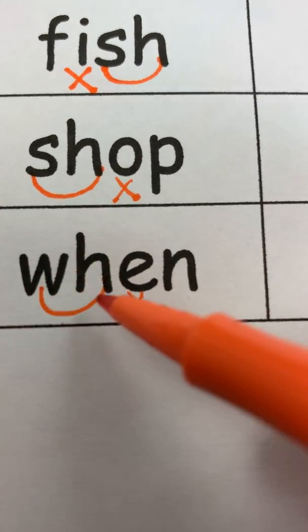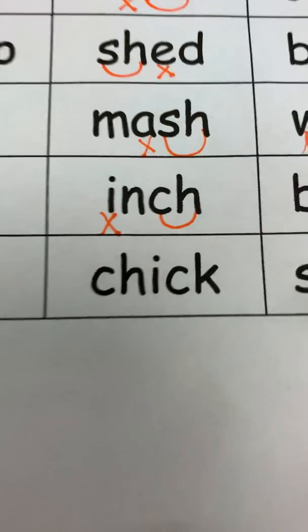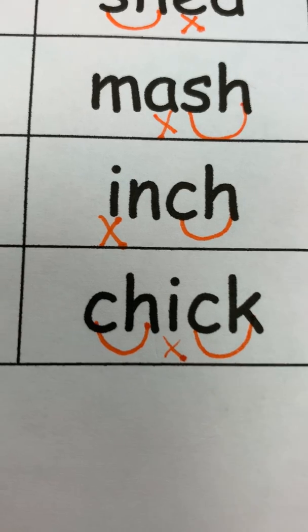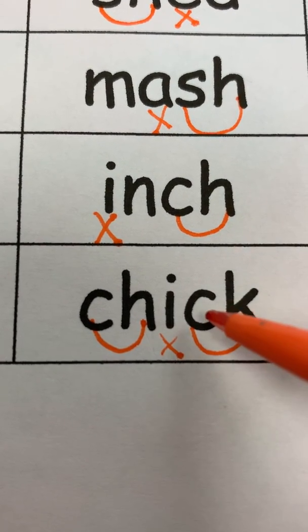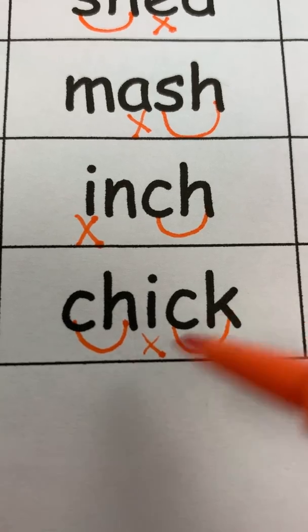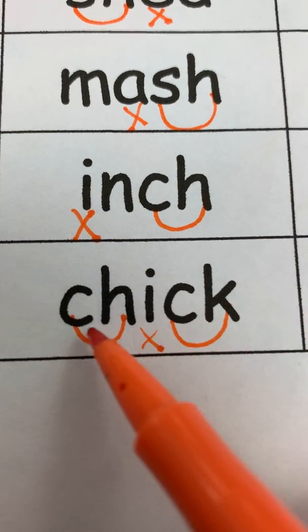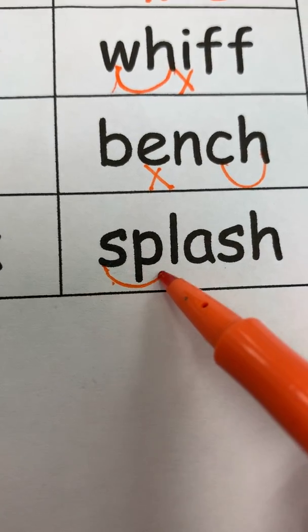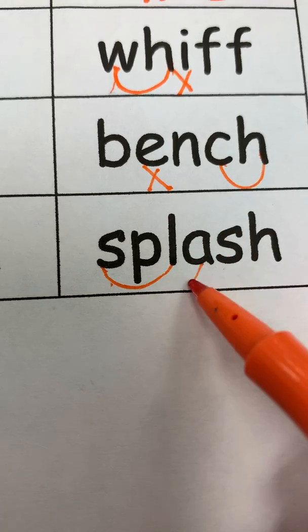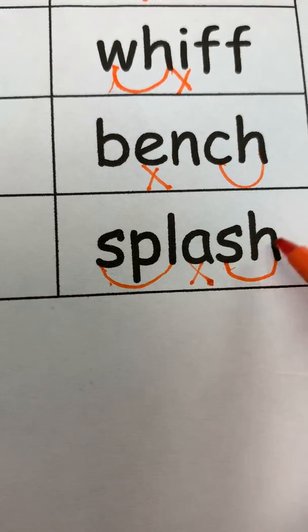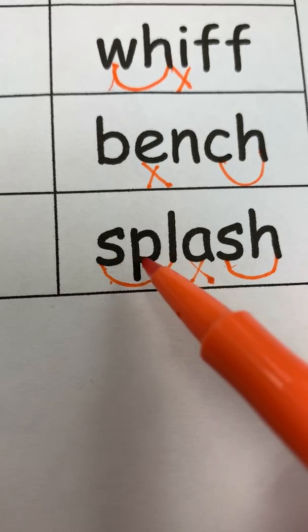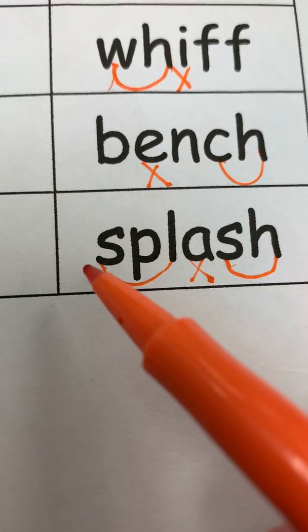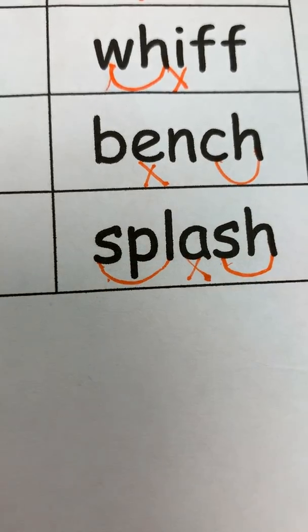Let's slide it. When, CH, and then we have a CK at the end. Remember what CK says? CK just says the same thing that C says, the same thing that K says. K. Here we go. Chick, chick. And our last one starts with the S blend, SPL. Then we have our vowel. Then we have a SH at the end. Sp, ol, splah. There's our slide. Splash, splash.